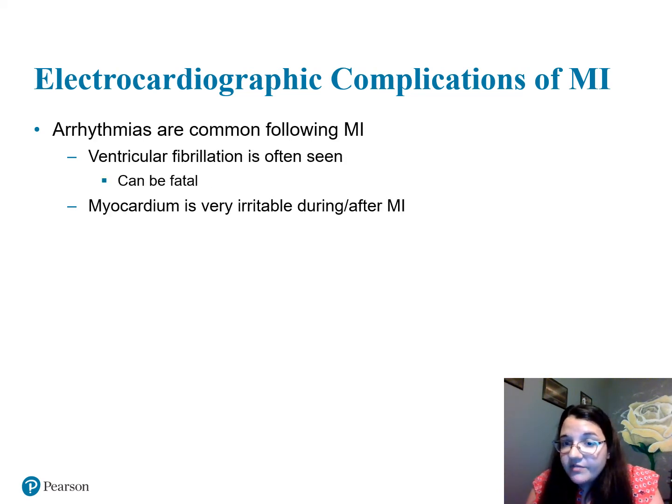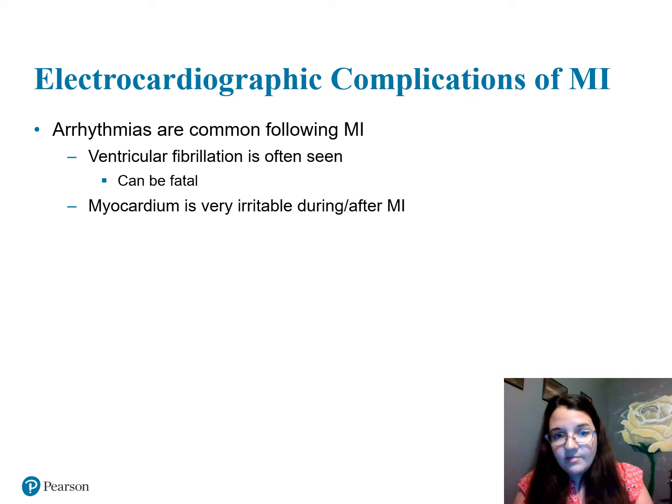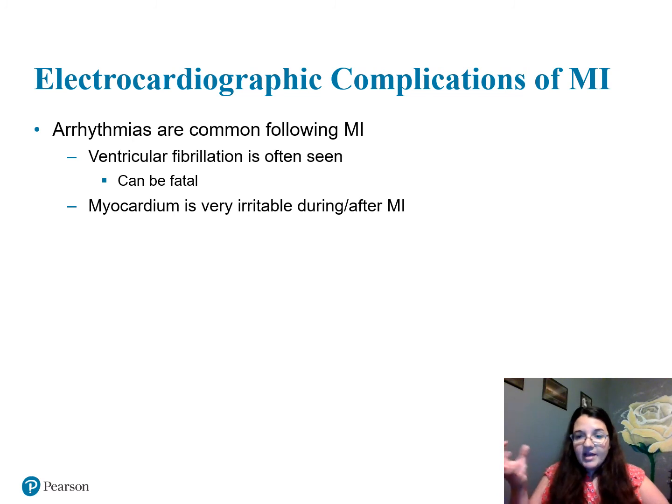Arrhythmias are also common following an MI. So when you're looking at your rhythms, you're not just seeing if there's an abnormal rhythm, right? If there is an abnormal rhythm, we want to double check and make sure, did that patient have an MI? This is looking at that 12 lead and following your 6 steps. Ventricular fibrillation is often seen and can be fatal, which is VFib. Your myocardium is very irritable during and after an MI, meaning it's quivering, right? It's waiting for that relay, that flag, that impulse to come. It's irritated.